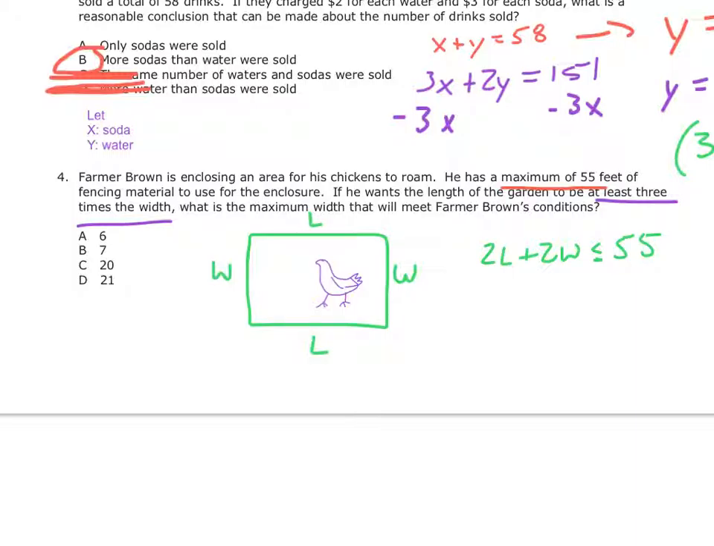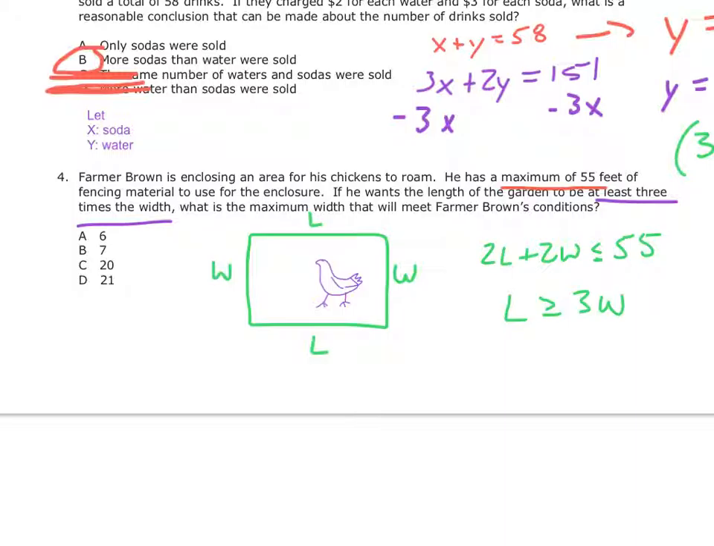And then it says he wants the length of the garden to be at least 3 times the width. Well, that means if we write as an equation, the length of the garden, we know that at least means it can be greater than or equal to 3 times the width, which would just be 3W. So we've got our two equations here.